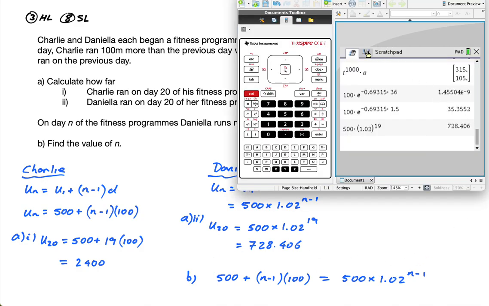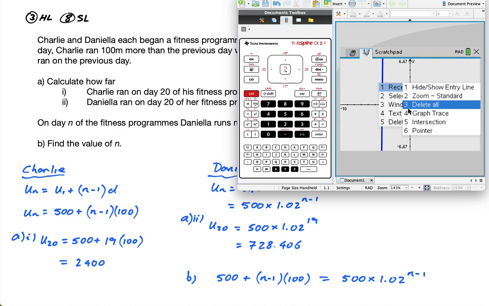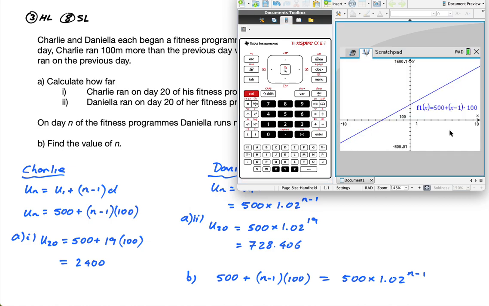Now, a nice way to do this, guys, I think, is to actually graph them both, so you can get a good image of what's happening. So this guy is 500 plus, remember to use x minus 1, times 100. That is his graph. It doesn't look like anything, because remember, he's starting at 500. So when n is 1, he's going to be at 500. Let me change the zoom a bit here. Okay, that looks better.